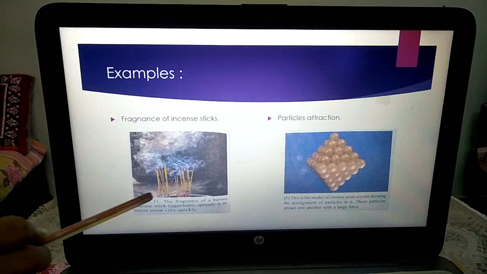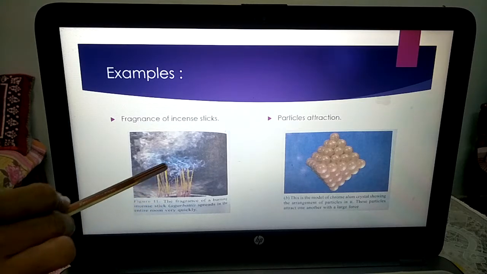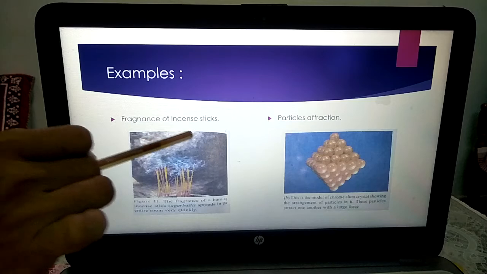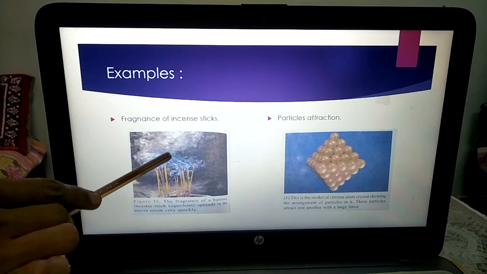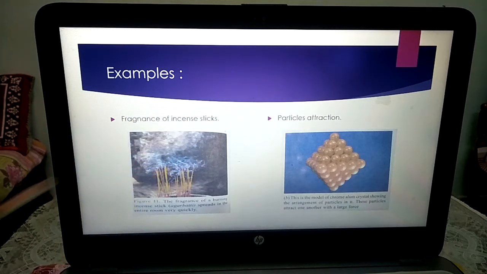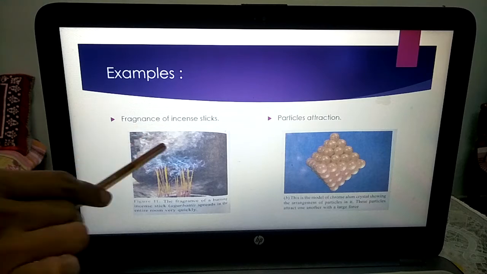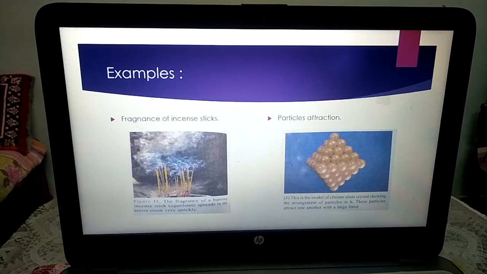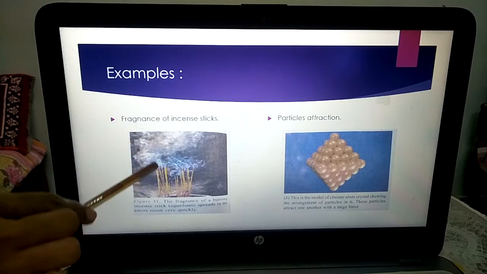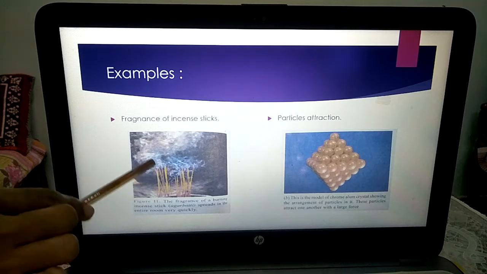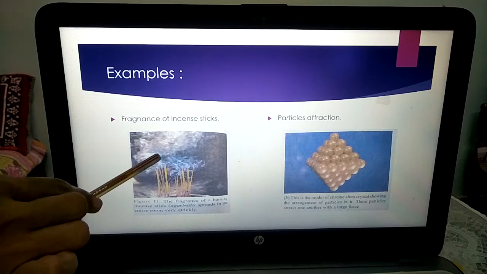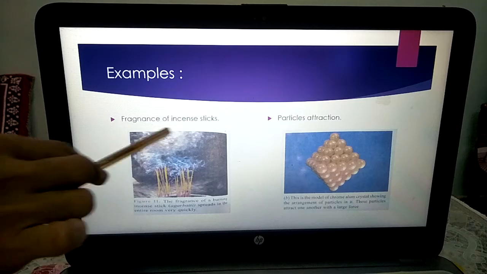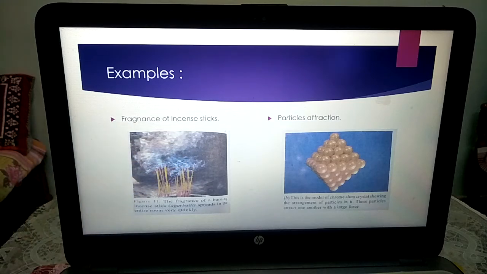When you burn an incense stick, the smoke comes out and it gives some fragrance to you, and that fragrance spreads all over the room, from which you get a good smell. This is what happens: the burning causes the smoke, and the smoke diffuses in the air.